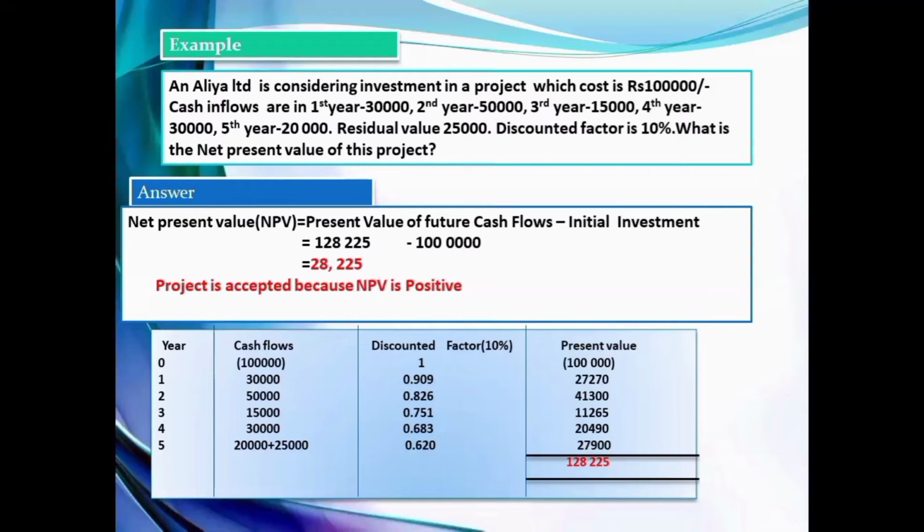Present value of the future cash flow is 128,225. Initial investment is 1 lakh. Therefore, NPV comes as positive 28,225. This project is accepted because NPV is positive.